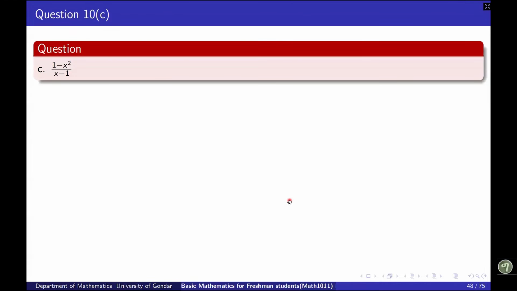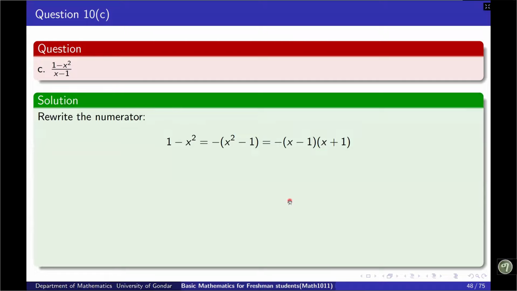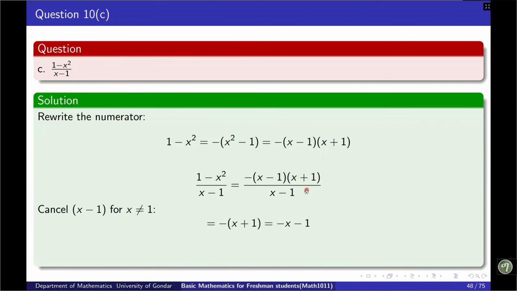Similarly, the next one, question number 10c, 1 minus x squared over x minus 1. We rewrite the numerator first, 1 minus x squared, as the negative of x squared minus 1, which is a simplification. We have this, and then cancelling x minus 1 with x minus 1, we have minus of x plus 1, which is minus x minus 1. Therefore, the quotient here is minus x minus 1, and the remainder is already 0. So that's the answer, which is obtained by simplification.